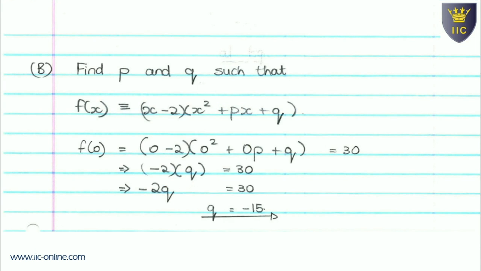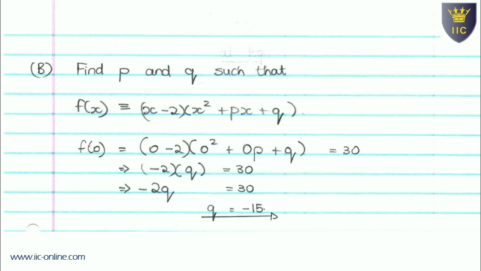Now we're going to move on to the next part of the question. It asks you, find p and q such that f of x is equal to x minus 2 into x squared plus px plus q. Looks like gobbledygook, doesn't it? How are we going to find p and q? Well, we can't if we just had this information, but this is the second part of a question that we've been working on so far.